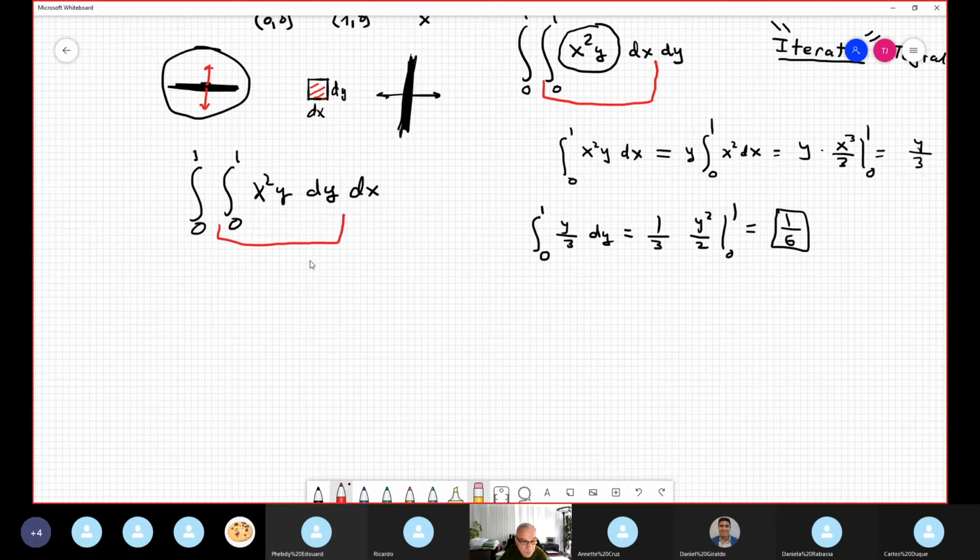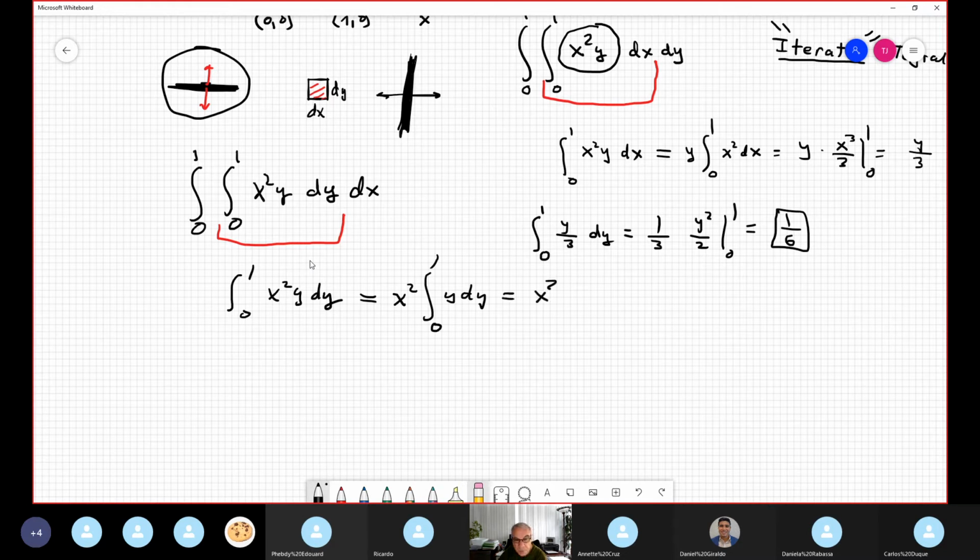I forgot the rest. I copy again. Let's do copy again. y dy. Entonces x squared is a constant, I put it outside the integral, and I focus on the integral y dy from 0 to 1.